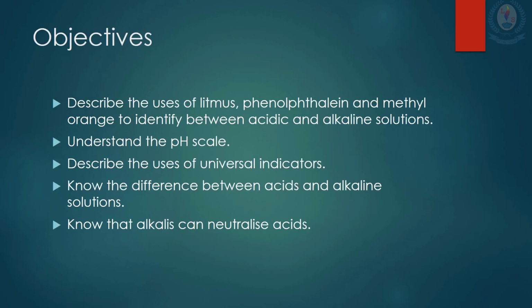So objectives. After studying this chapter you should be able to fulfill these objectives. First one is to describe the uses of litmus, phenolphthalein and methyl orange to identify between acidic and alkaline solutions. Also to understand the pH scale, describe the uses of universal indicators, know the difference between acids and alkaline solutions, know that alkaline solutions can neutralize acidic solutions. So these will be the objectives that you should fulfill.